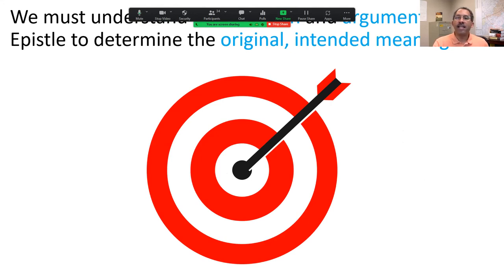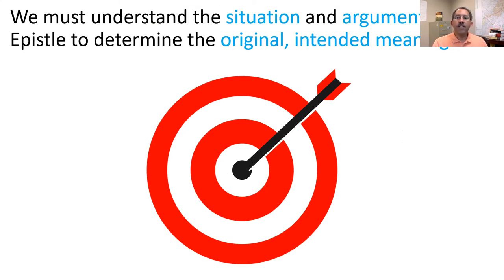Keep this in mind this week as you go through your reading. And again, let me encourage you, even if you find it frustrating or a little overwhelming because the book is dense, different than the story, even if you're struggling with it a little, keep this in mind. Let me encourage you to continue to go forward. We must understand the situation and the argument, those two things, of an epistle to determine the original intended meaning. And that's what we're going after.